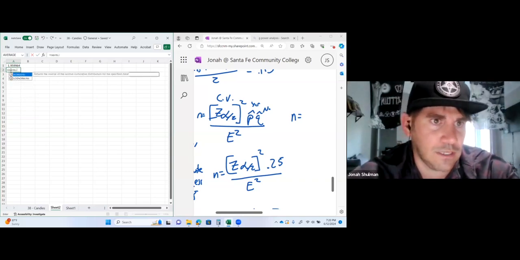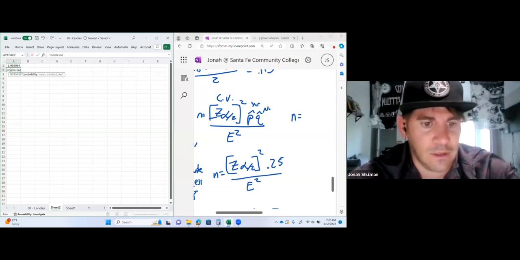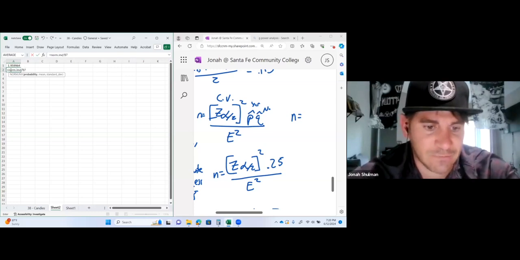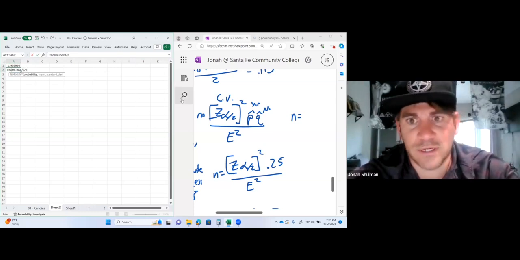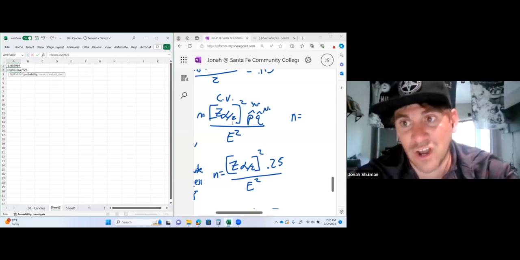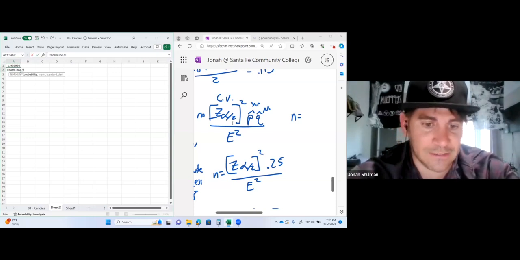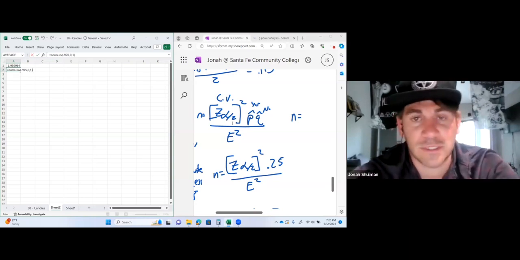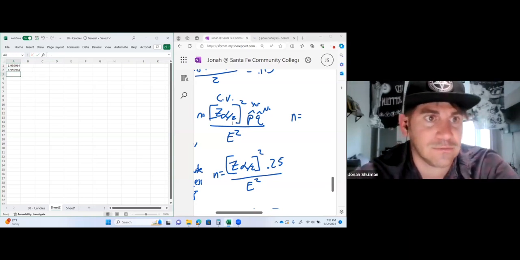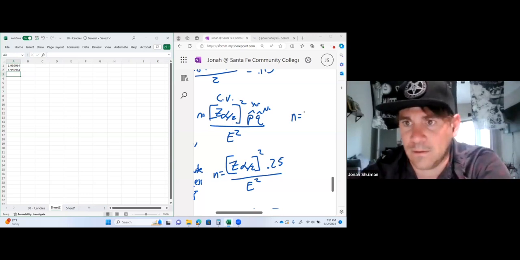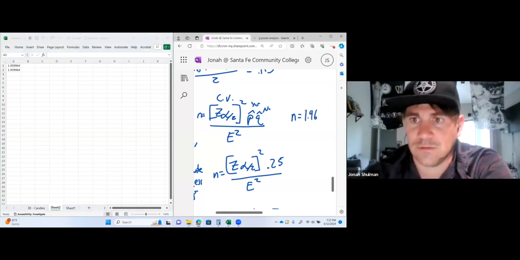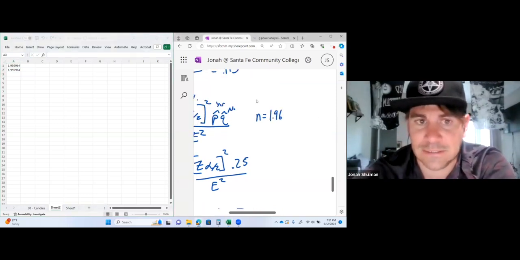normal dot INV. And our probability is 0.975, because we cut our alpha, 0.05, in half, and we do the opposite. That's where this 0.975 comes from. Our mean is 0, standard deviation is 1, so our value is going to be that 1.96. 1.96.